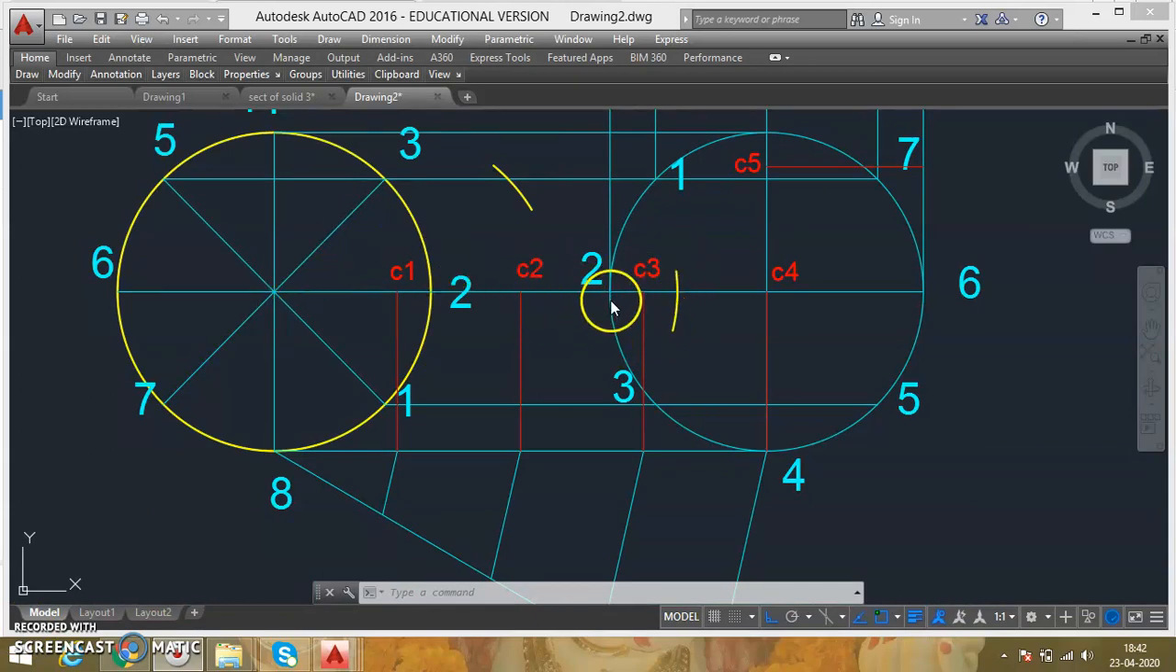Same way, same radius, I'll put it at C3 and mark on this 3 line. By doing so, we will get this point here. And finally, at C4, we will keep it and we'll get this point. So we got these 4 points: this is the starting point, then 1, 2, 3 and 4.